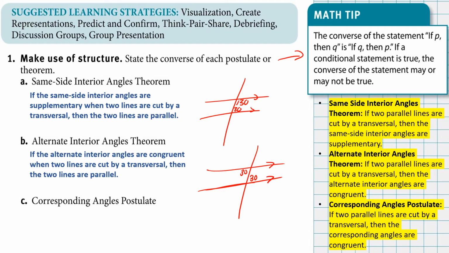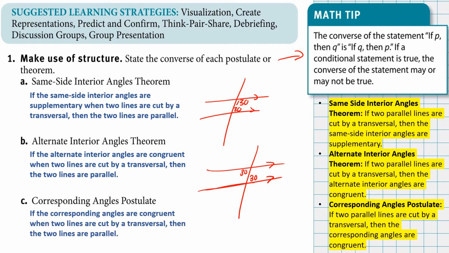Last one, the corresponding angles postulate says if two parallel lines are cut by a transversal, then the corresponding angles are congruent. So the converse would be if the corresponding angles are congruent when two lines are cut by a transversal, then the two lines are parallel. So if I have corresponding angles, remember they're both on the same side of the transversal, and one's on the outside, one's on the inside. So this is 150 and this is 150. Then those are corresponding angles and they both have the same measure, so they're congruent, meaning that the lines are now parallel.